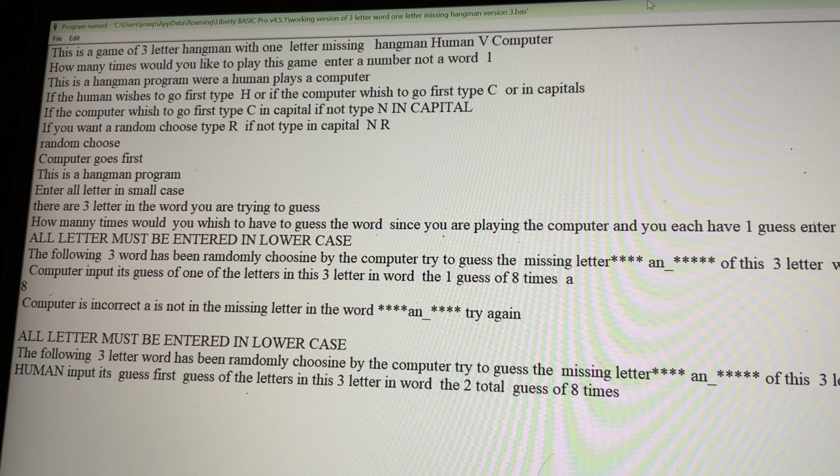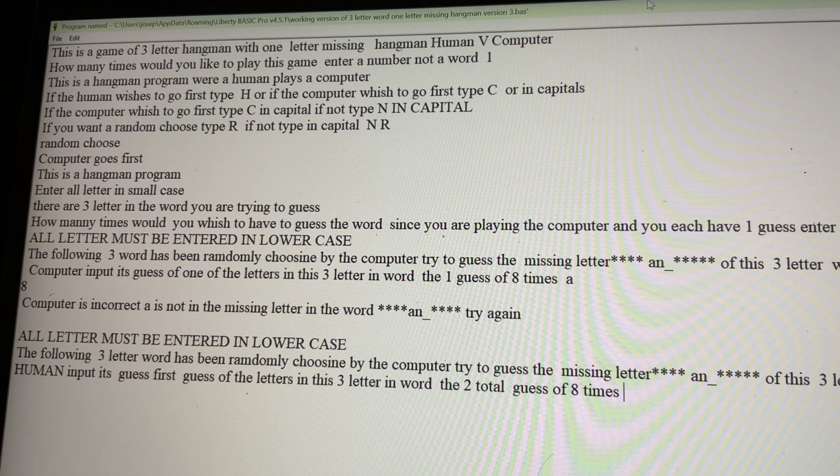Okay. So the word is A-N, and then the last letter is missing. A-N, and the last letter is missing. The computer guessed A, which is incorrect.